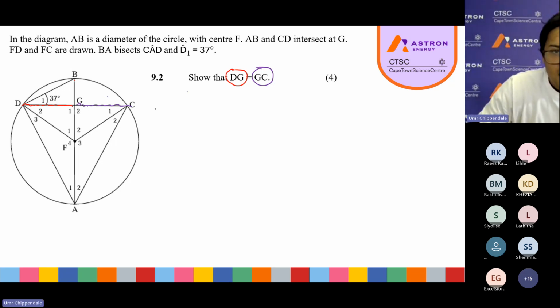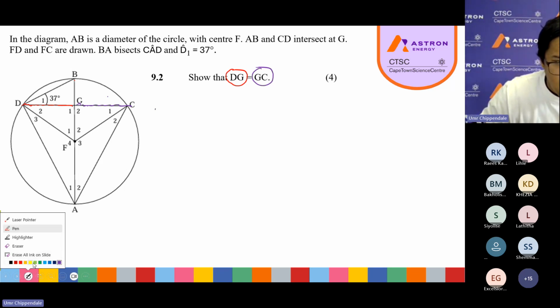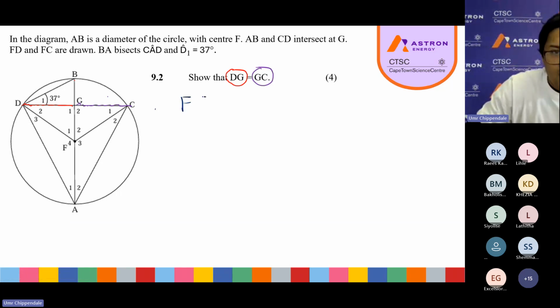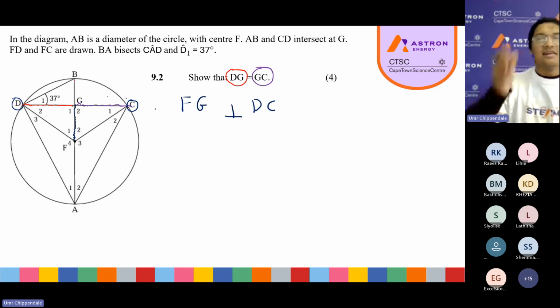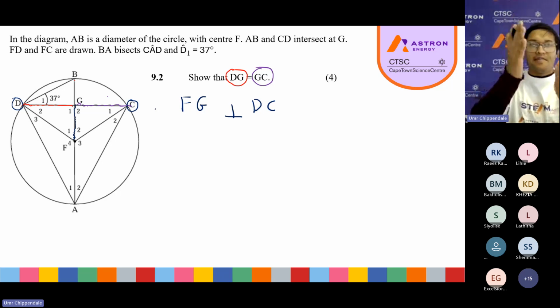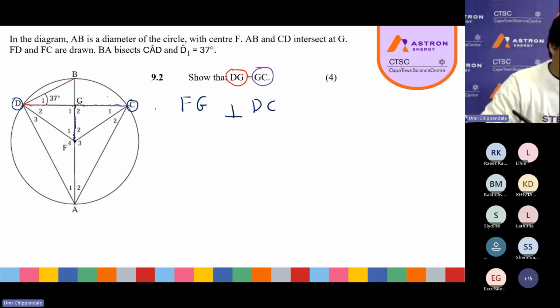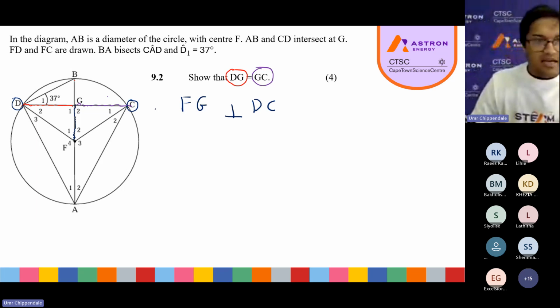this line, FG, so new color, let's make it, now we have red, just a dark blue is fine. We need to show that FG is actually going to be perpendicular to DC. The reason why is because this part coming up here, if it hits DC, which is this point here, nice and perpendicular, we know immediately that it will bisect the line and our two sides should be equal. So this is how we're going to deal with this particular section.